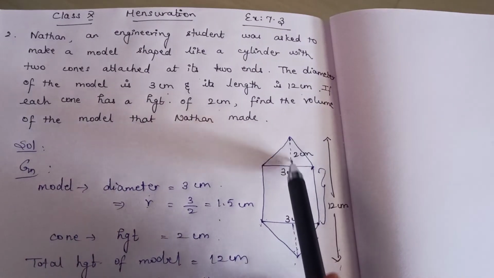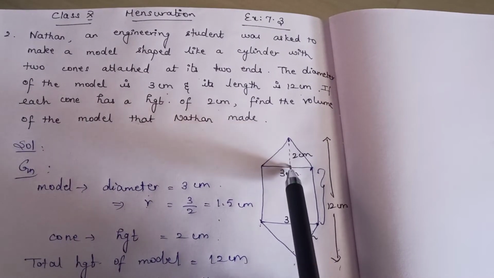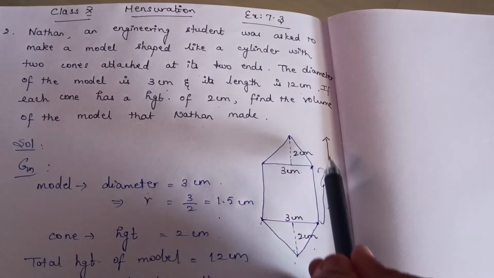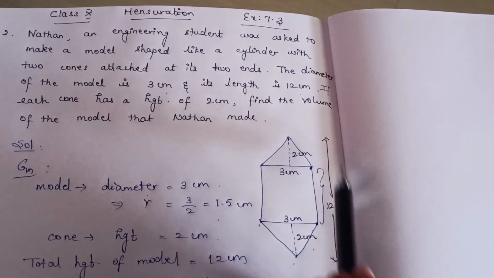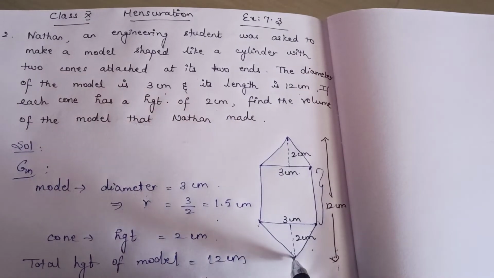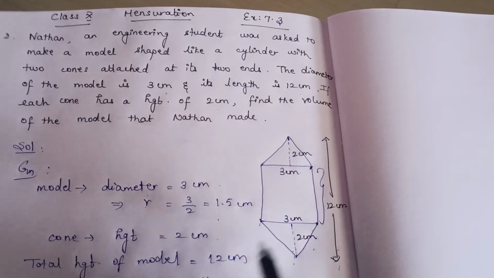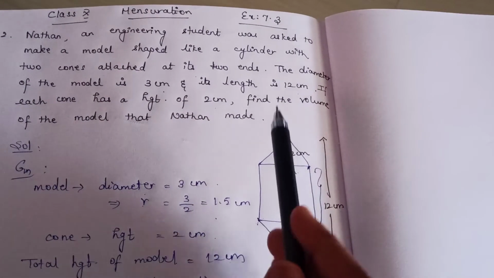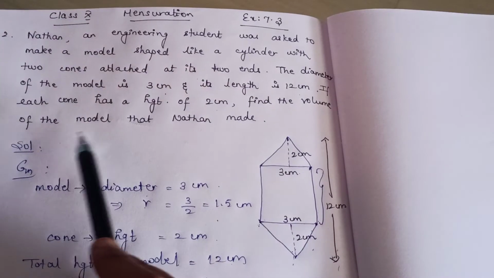And for the cone, height is given. So height of the cone is 2 cm. And total height of the model means from this cone to the next cone. So the total height is given to be 12 cm. So these are the given data. From this we have to find the volume of the model.